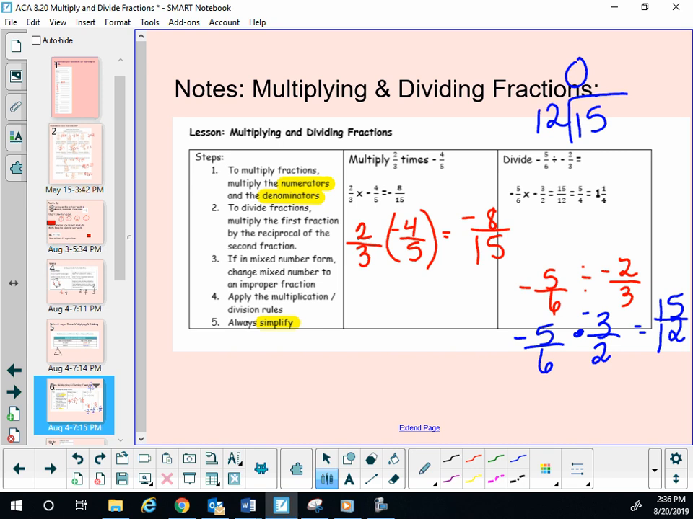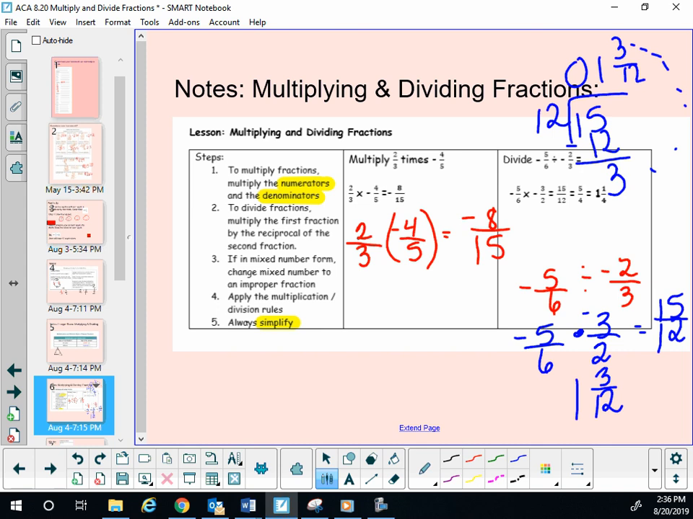12 cannot go into 1. But what about 15 divided by 12? 1. We're going to take our remainder, bring it up, and my denominator is the 12. So my answer is 1 and 3 over 12.